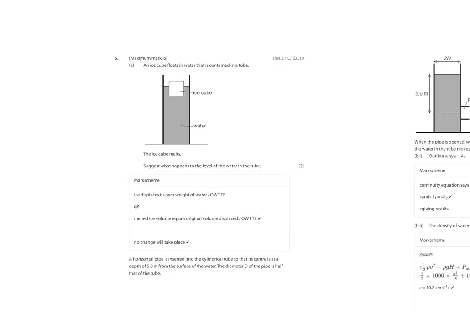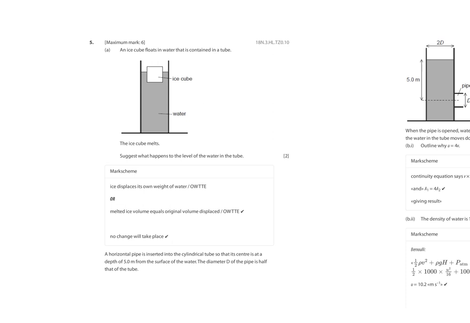And here we are at number 5 of, I think, 9. So we have an ice cube floating in water. So with number 5, we have our ice cube floating in water. And so the ice cube then melts. What happens to the level of the water in the tube?